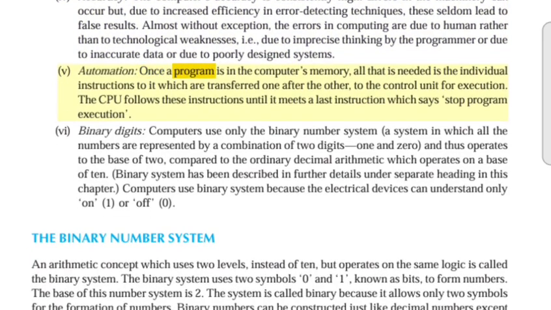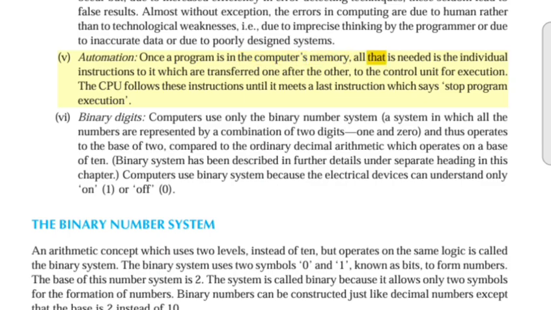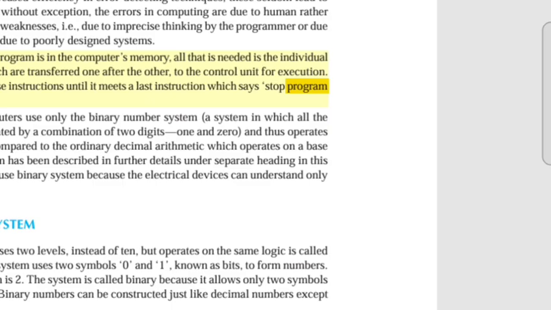Automation. Once a program is in the computer's memory, all that is needed is the individual instructions to it, which are transferred one after the other to the control unit for execution. The CPU follows these instructions until it meets a last instruction which says, "Stop program execution."